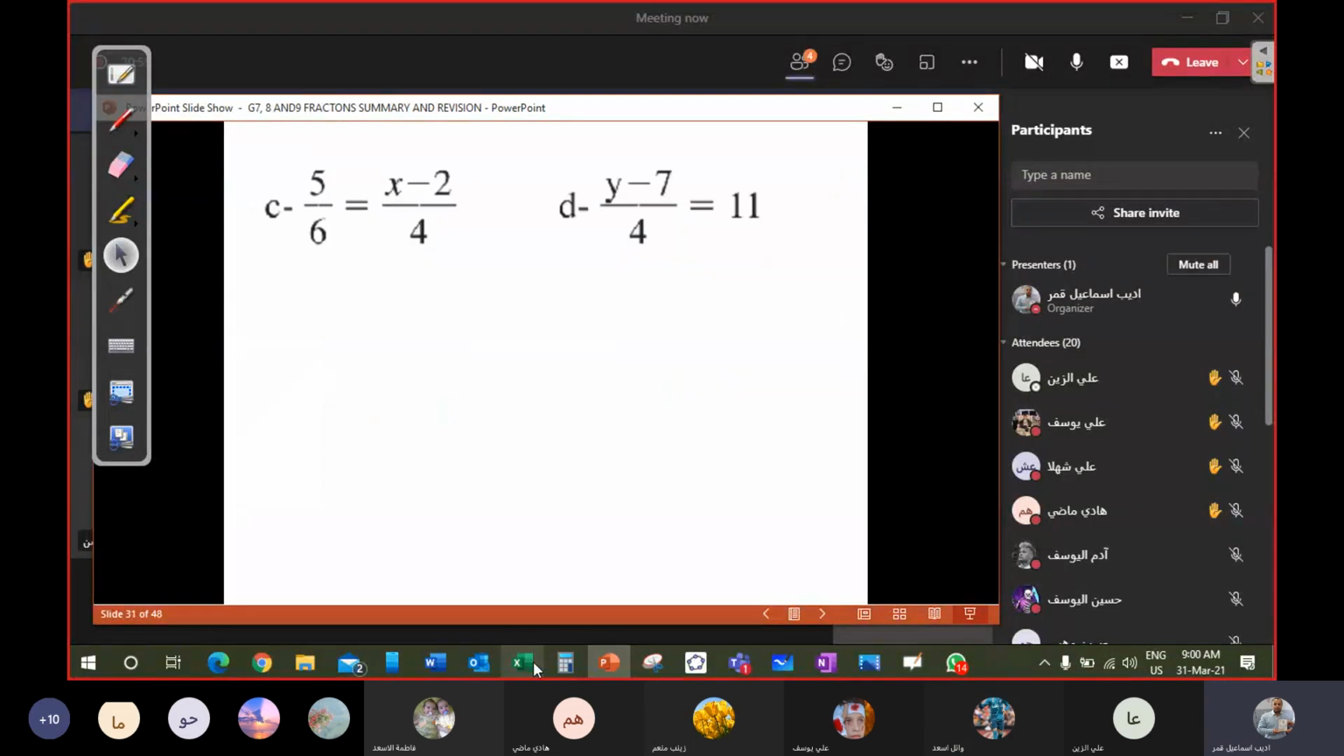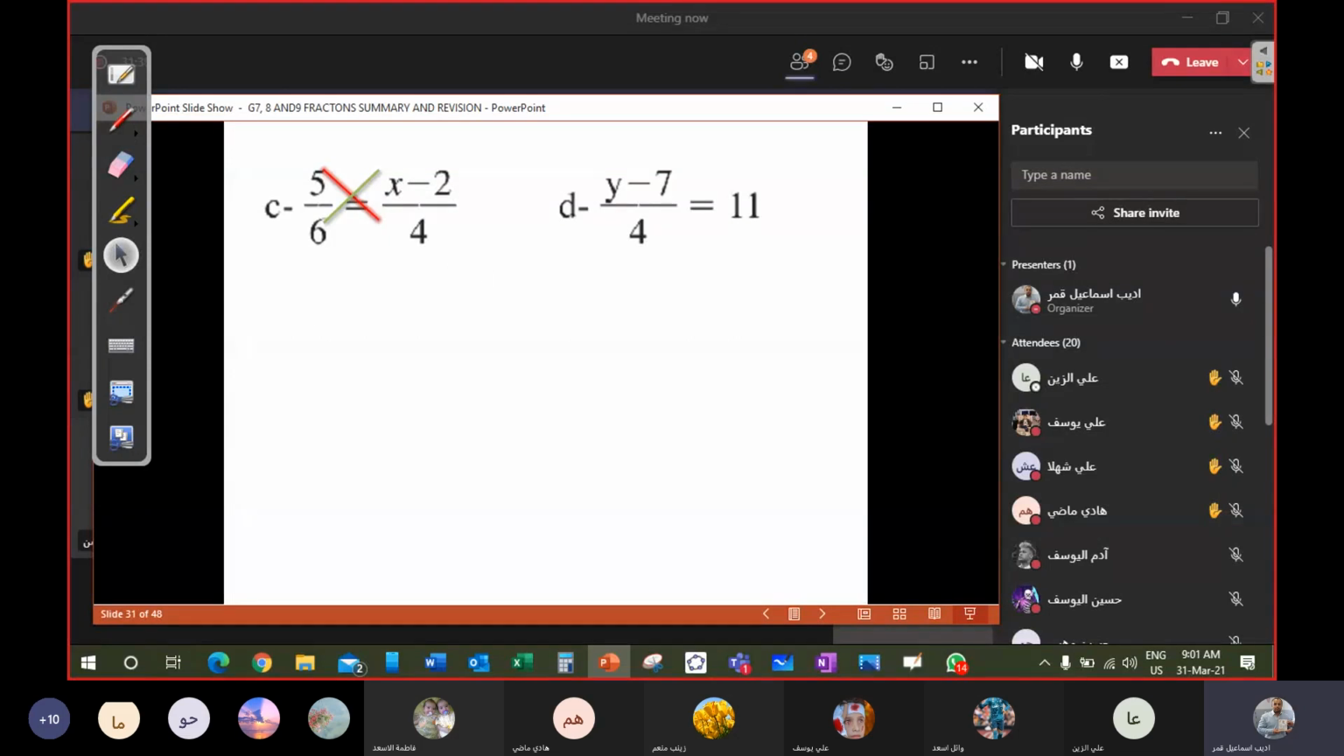Okay, let's work these. Use the same method. I'll try with the first example and you do the second one. Part C. First we do what? Cross multiplication. All of you follow with me. In part C, first of all, we do cross multiplication, and we put the side with the unknown first.